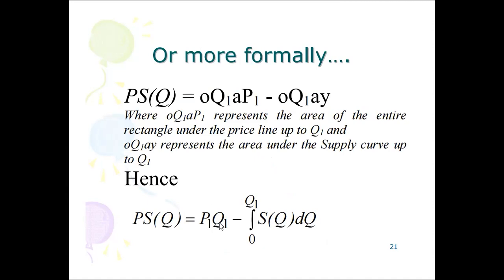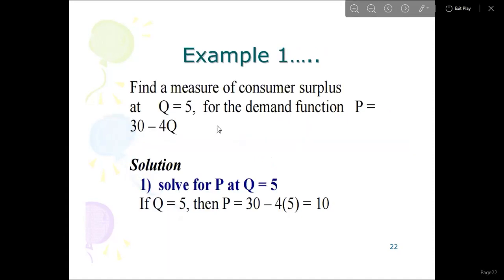So, initial revenue, price times quantity, minus the area bounded by the supply function. For example, find and measure the consumer surplus at quantity 5 units for the demand function P equals this.